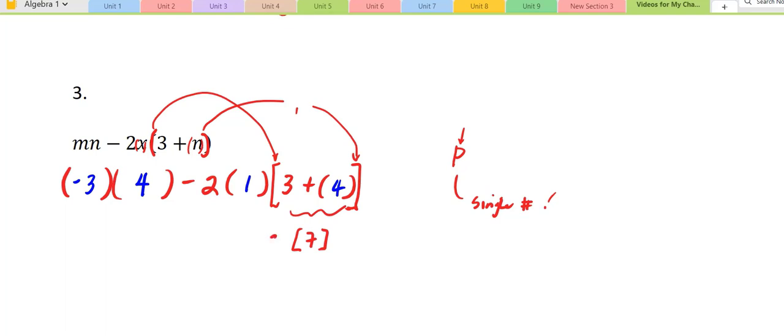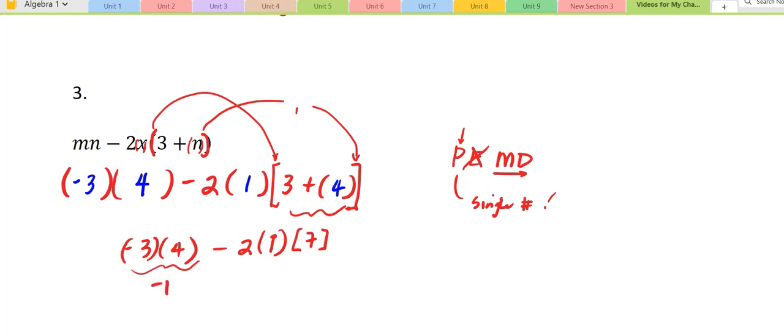Okay, and now I have that 1, and I have the 2, and I have my negative 3, and I have my 4. All right, at this point, I don't have any exponents, but I have multiply and divide, and I'm going to do those from left to right. So the next thing in line is to do this, which is negative 12. And I'll leave that in parentheses.